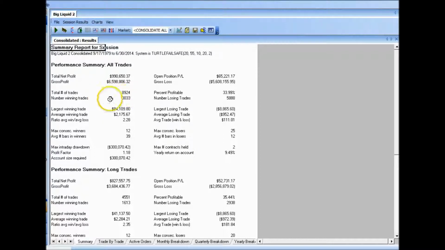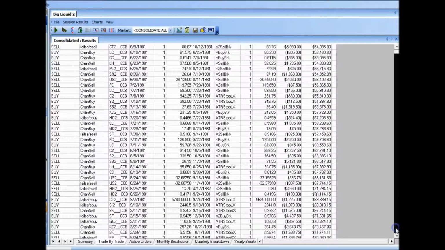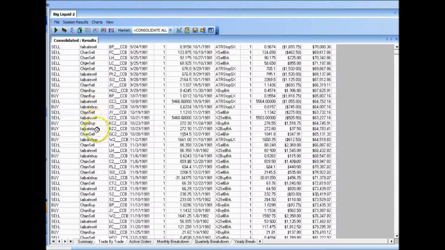Okay, so there we've got almost 9,000 total trades and just under 34% total winners. And the beauty of it is you can see every single trade. I've also got the entry name. So here's the failsafe buy, failsafe sell, and whatnot. And if you go down here, here's the actual 20-day breakout trades as well. And it compiles every single trade.